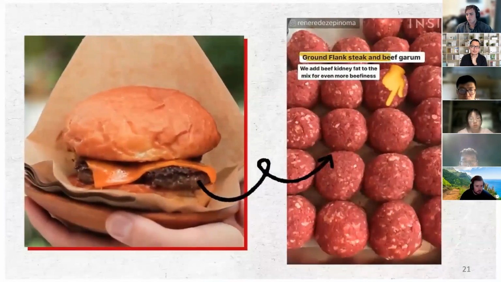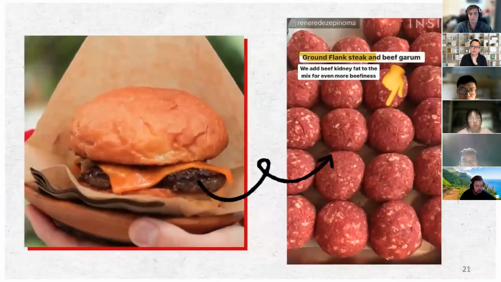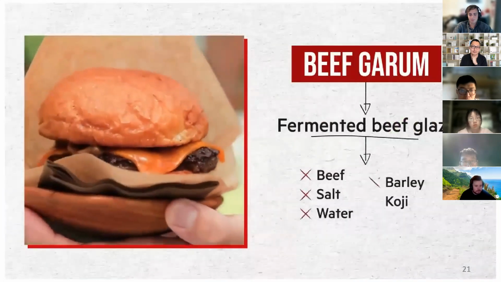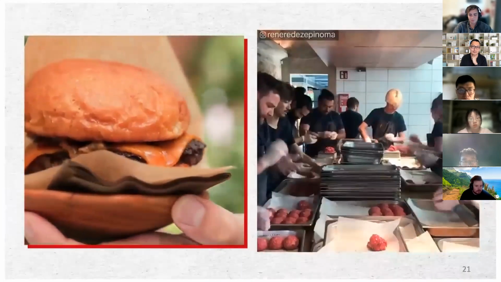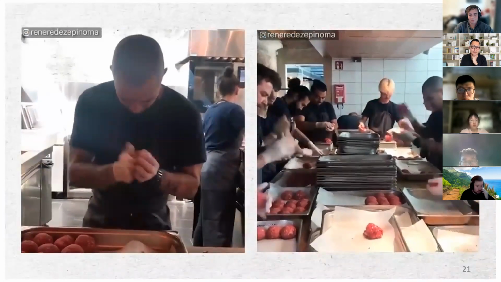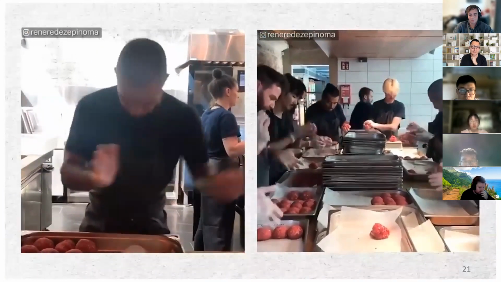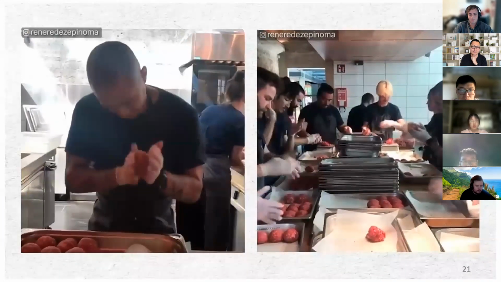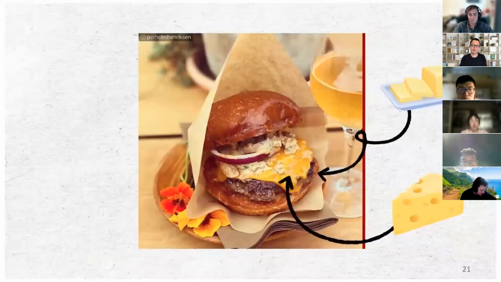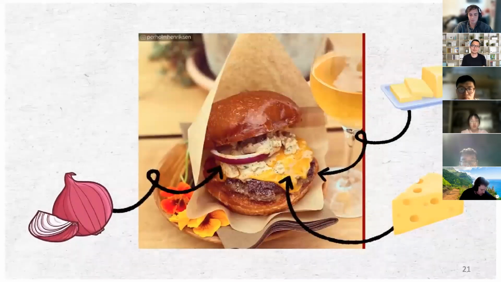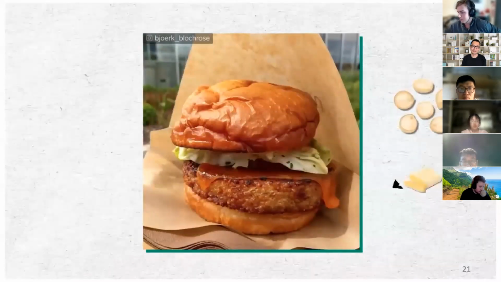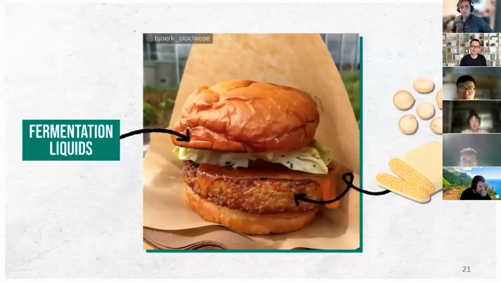It's made with dry-aged flank steak and seasoned with beef garum, which is a fermented beef glaze made from a mix of beef, salt, water, barley, and koji. Executive chef Rene Redzepi and his team blend in beef kidney fat to give the meat an even beefier flavor. Chefs slap the ground meat between their hands to mold each patty into a round shape. Then it's cooked with butter and topped with organic cheddar cheese, red onion, and a burger sauce that's made with mayo, ketchup, and pickles. The veggie burger is made with quinoa and tempeh and glazed with a mix of fermentation liquids.